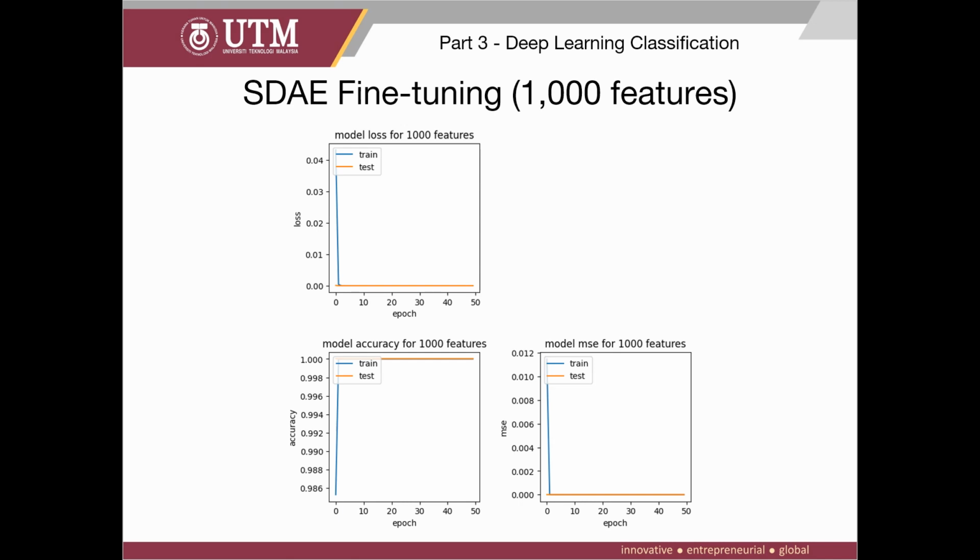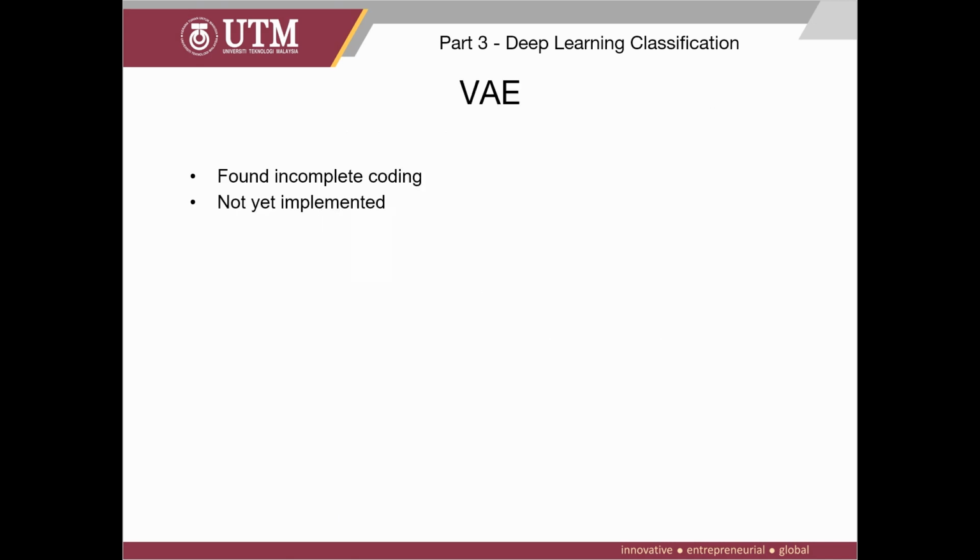According to the result based on 1,000 features, the model loss is 0 for both train and test dataset. The accuracy for both train and test dataset are also 1, and the model MSE for both dataset is 0. I am not sure whether this result is valid or not, so I will need to do more research on this. Maybe I need to adjust the hyperparameter a little bit more. For the implementation of VAE, I haven't started yet, but I plan to start immediately after this presentation.